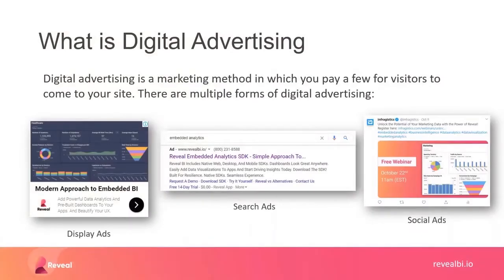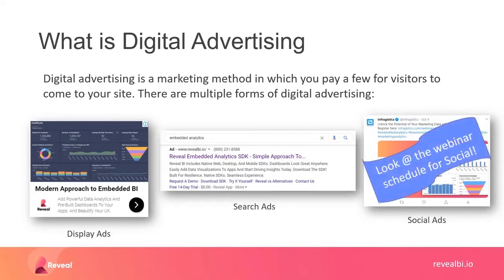Digital marketing is a method in which you pay for visitors to come to your site. There are multiple forms of this: display ads, search ads, social ads. Like I said earlier, social ads is going to be a whole other topic, and it's very relevant today, so we're definitely going to have a webinar on that in this series. But display ads and search ads are other ways of digital marketing, and we're going to go into each one of those.